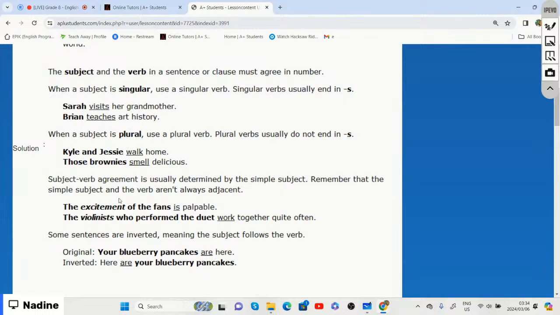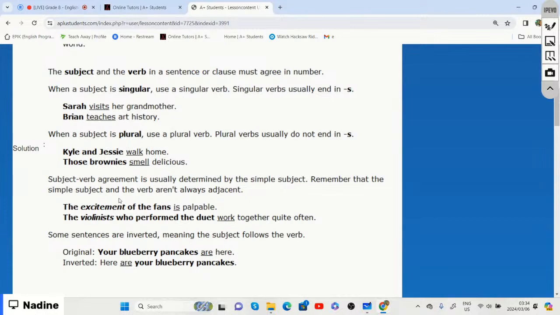When a subject is plural, we use a plural verb, and plural verbs usually do not end in S. For example, Kyle and Jesse walk home. Those brownies smell delicious. And subject-verb agreement is usually determined by the simple subject.